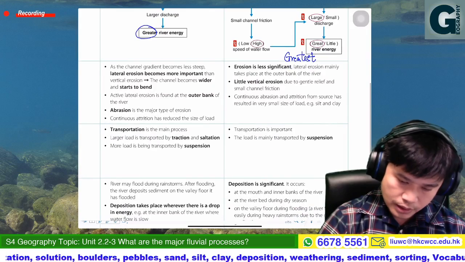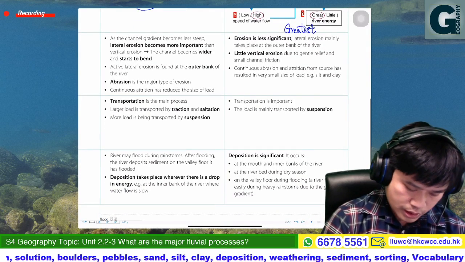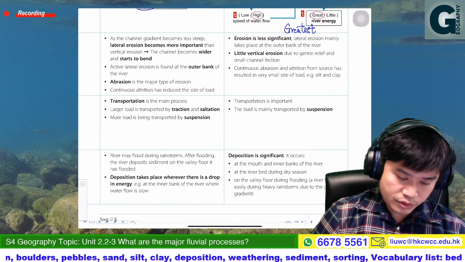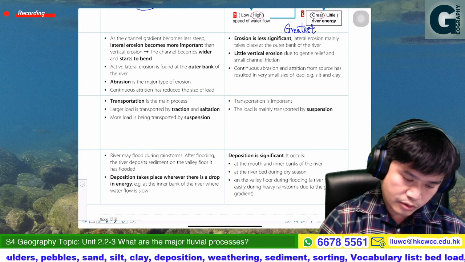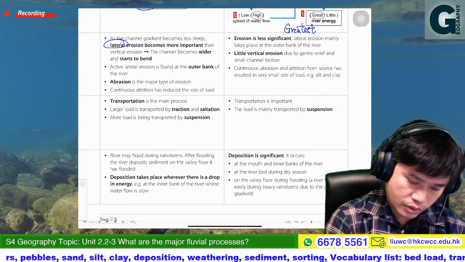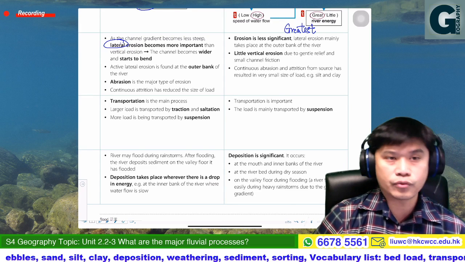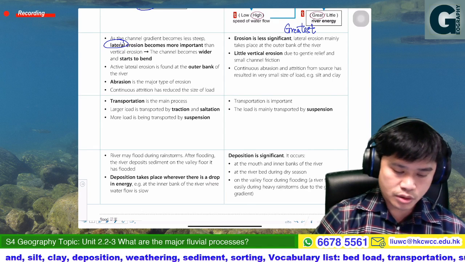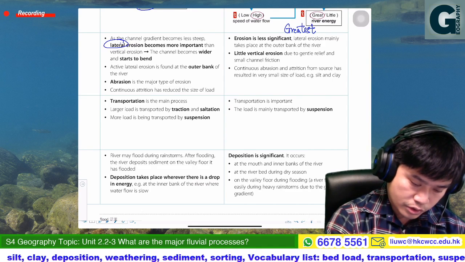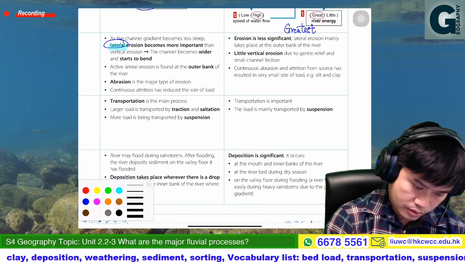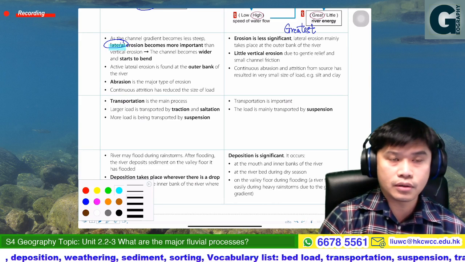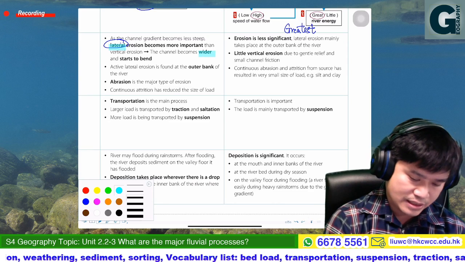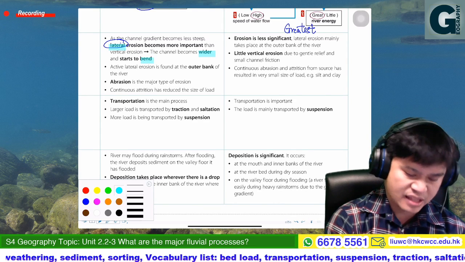Then what would be the situation about erosion, transportation, and deposition in the middle course and lower course? Let's have a look at the middle course first. As the channel gradient becomes less steep, lateral erosion becomes more important than vertical erosion. In upper course, we mentioned vertical erosion and headward erosion, but in middle course, lateral erosion. Remember, lateral erosion. Due to lateral erosion taking place, the channel will become wider and start to bend.